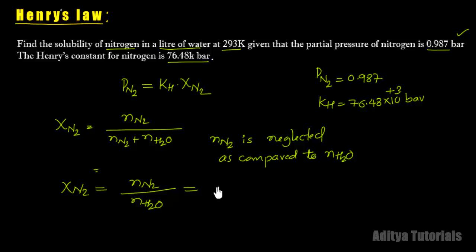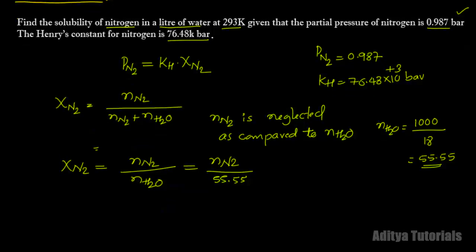So how do we get that? We simply write N2 divided by the number of moles of water, H2O, which is given by the given weight of the water. One liter of water has a mass of 1 kg, that is 1000 grams, divided by the molecular mass of water, 18, and we get 55.55. This is an important value. In one of the videos I told you how to remember it. I'm going to write that value here, 55.55. Okay students, let's move to the next part.